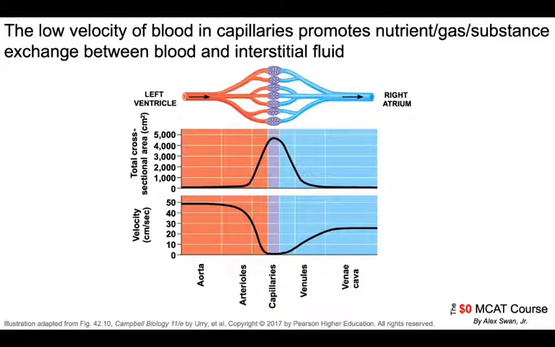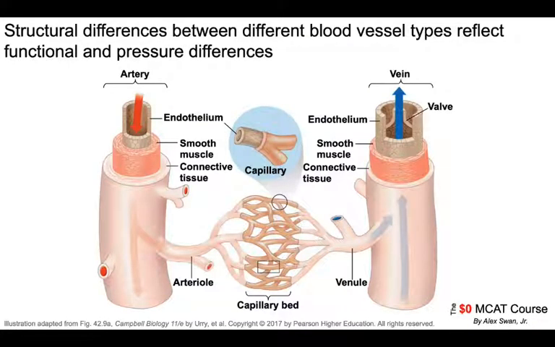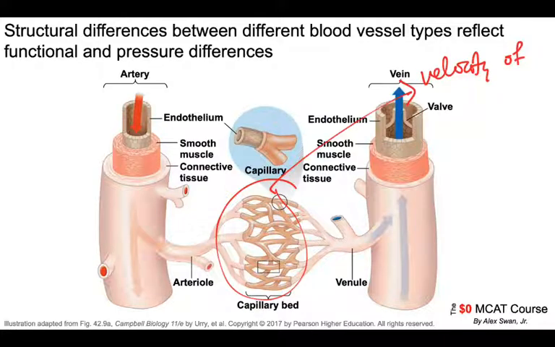Now I want to go back to this slide, but I want to point out another characteristic that is essential to the effective exchange of nutrients and substances in capillary beds. We saw that at the capillaries, the velocity of blood is at its minimum.